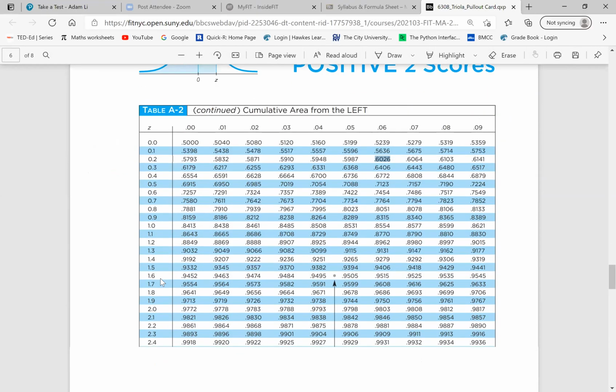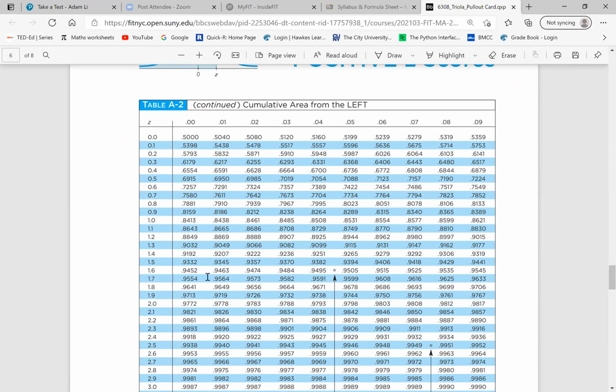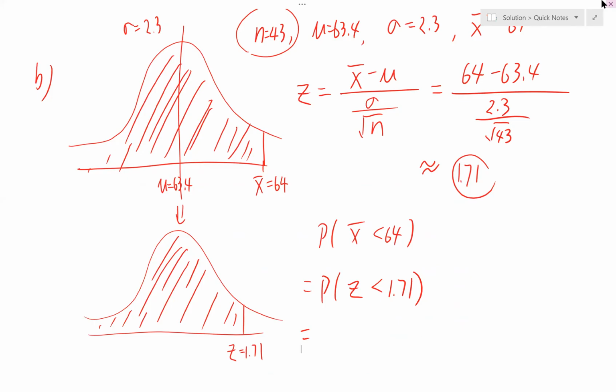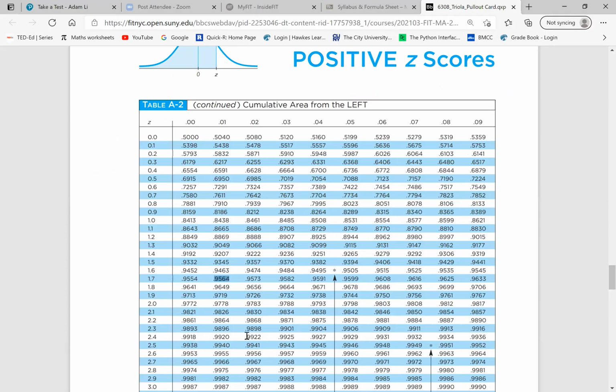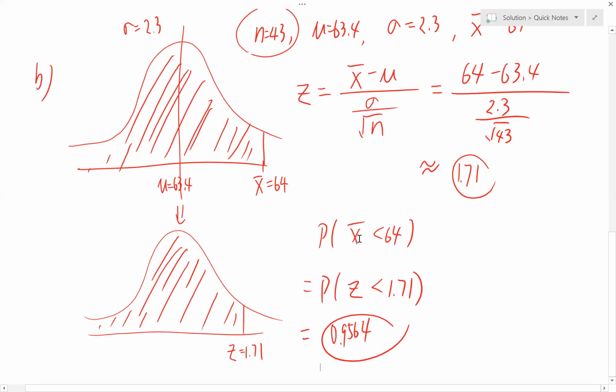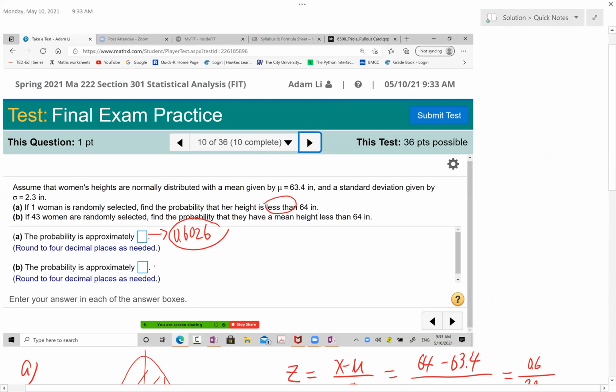Okay, 1.71, and that should be 0.9564. Okay, 0.9564. And that's what we're looking for. One more time, let me double check. Yep, that's good. So 0.9564 is the answer for part B. Okay, and this is question 10.